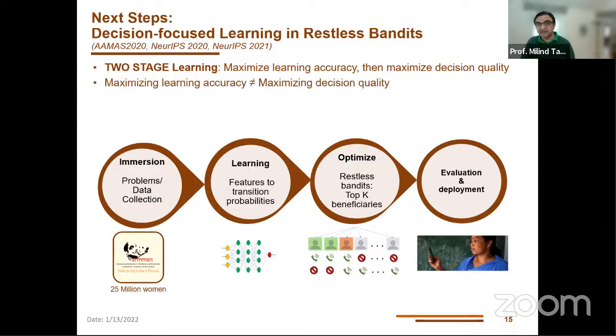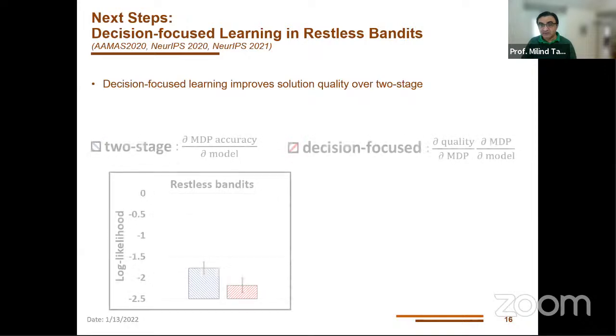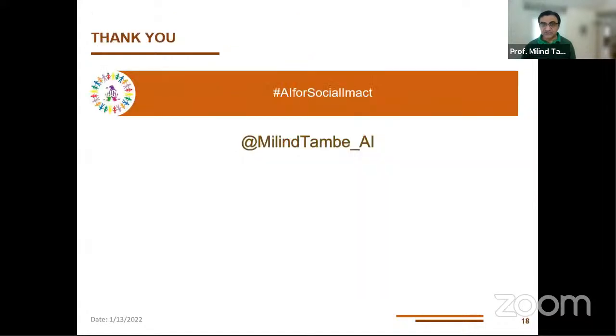However, maximizing learning accuracy doesn't mean we maximize decision quality. Decision-focused learning allows us to modify the loss function to directly maximize decision quality. Rather than doing this 2-stage, decision-focused directly tries to optimize the top K beneficiaries that we want to choose. And we can show that this decision-focused learning leads to higher solution quality, even though there is lower learning accuracy as per the original metrics. There's a lot of further research to be done.